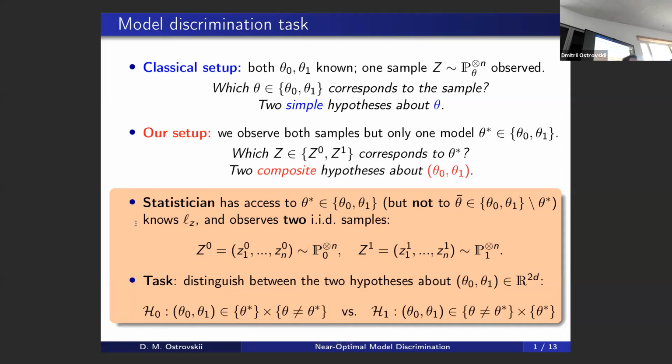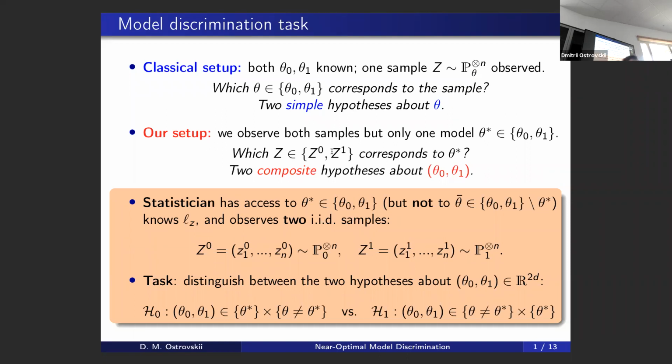Let me restate this a bit. Let me contrast it with a classical setup, the prototypical testing problem. I have one sample Z corresponding to some parameter theta, and I have two possibilities, theta 0 and theta 1, which are known. So I observe only one sample, but I know two parameters. And I need to guess which of the two values generated the sample, theta 0 or theta 1. In other words, I have two simple hypotheses about the unknown parameter theta in this setup.